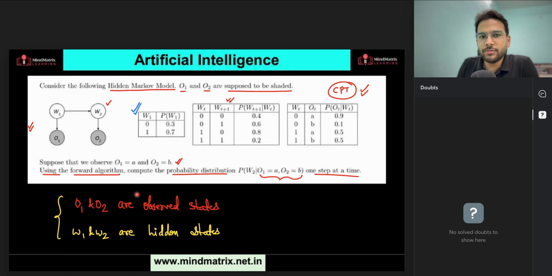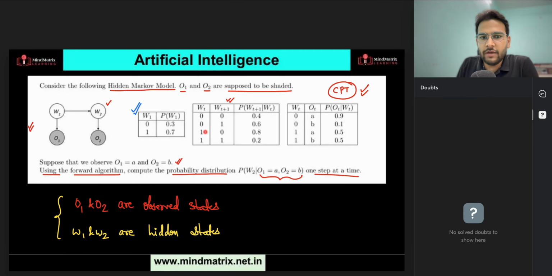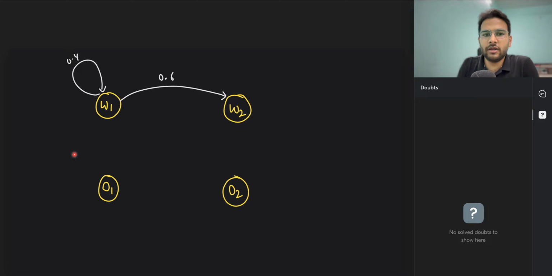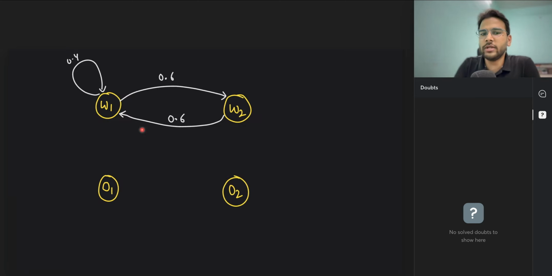Correct? Okay. From 0 to 1, it is 0.6. So if from this state it goes to this state, then it is 0.6. Now, if it is 1 to 0, then it is 0.8. If it is 1 to 0, that means from this state back to the previous state, then it is 0.8. Right? Here the states are in terms of 1 and 2, but here we can consider 0, 0 as representing the present state only, that means W1. And from 1 to 0, that means from W2 to W1. Okay. And then 1 to 1 is 0.2.